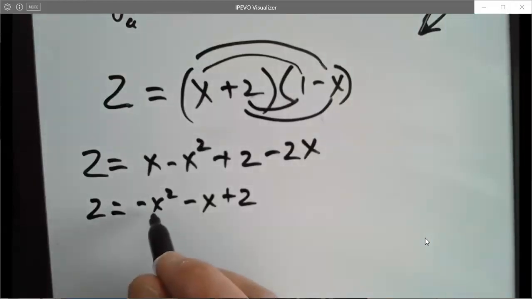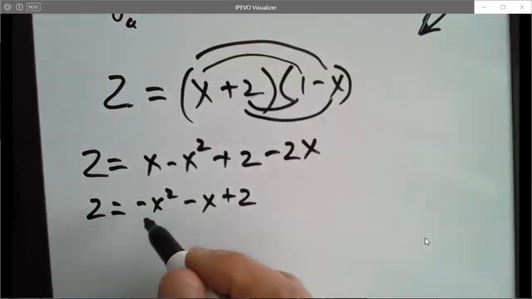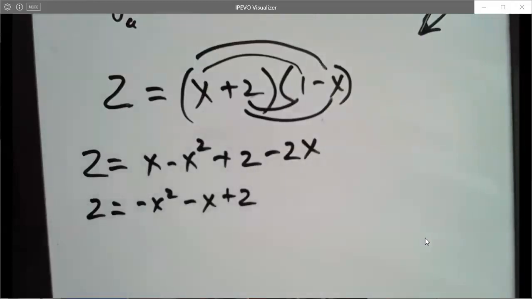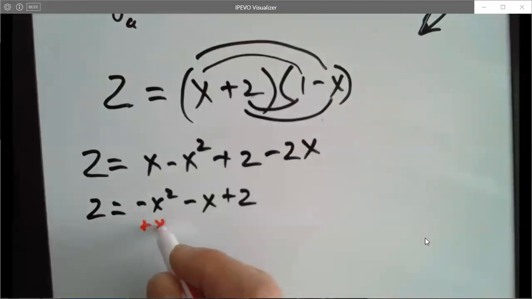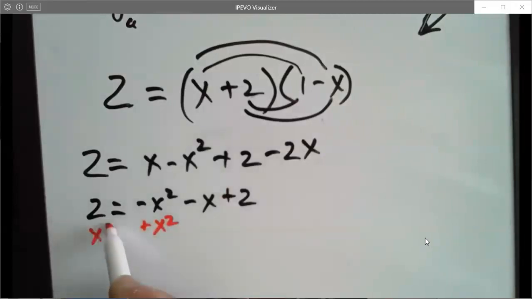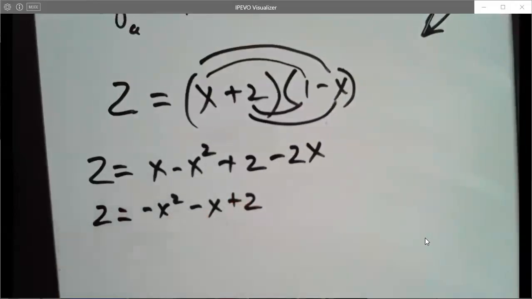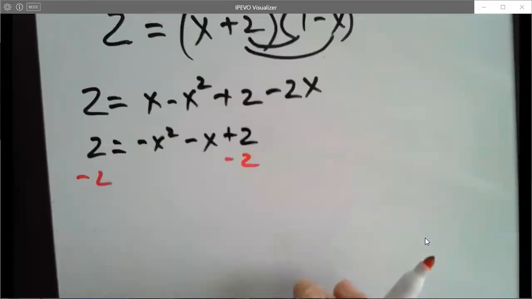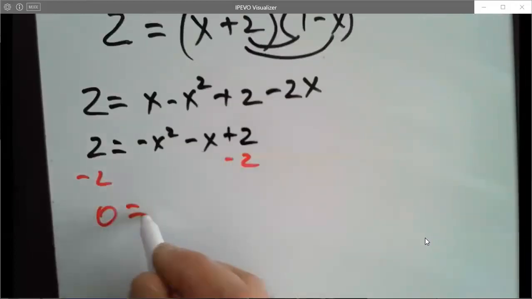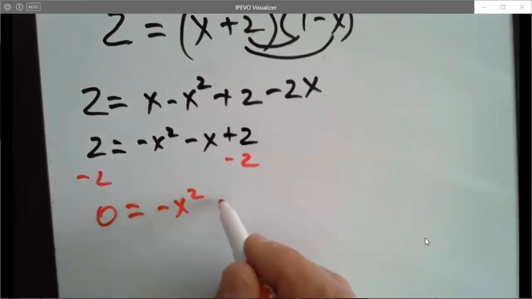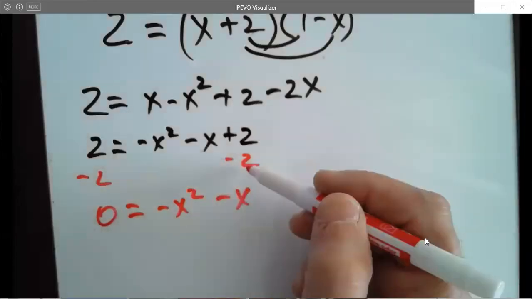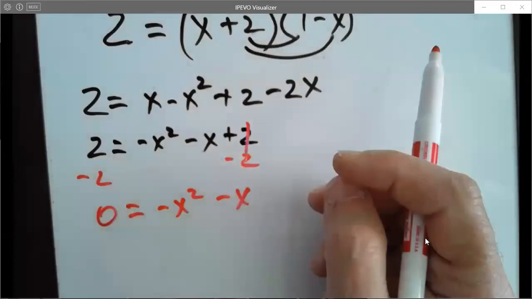Well, in any quadratic equation, we've got to set it equal to 0. Now, I always like to try to keep the x squareds positive. So I'm going to add the x squareds. You could subtract 2. Well, let's do that. We'll just subtract 2 minus 2. Okay? And we get 0 equals negative x squared minus x. You've got a positive 2 and a negative 2. The 2's go to 0.